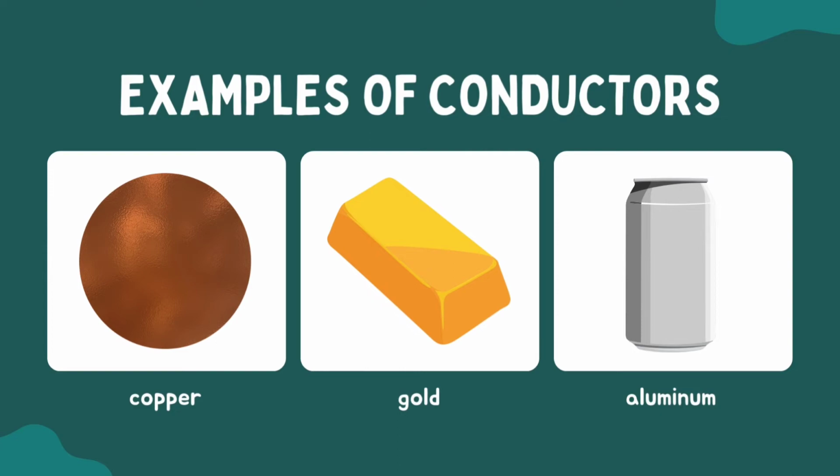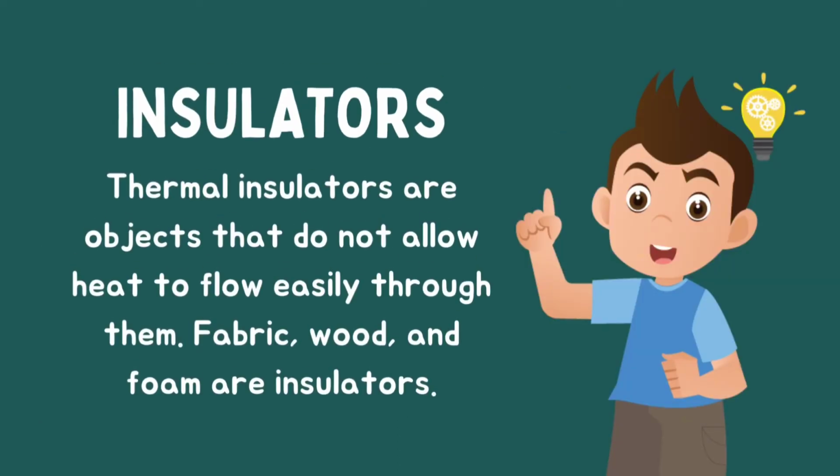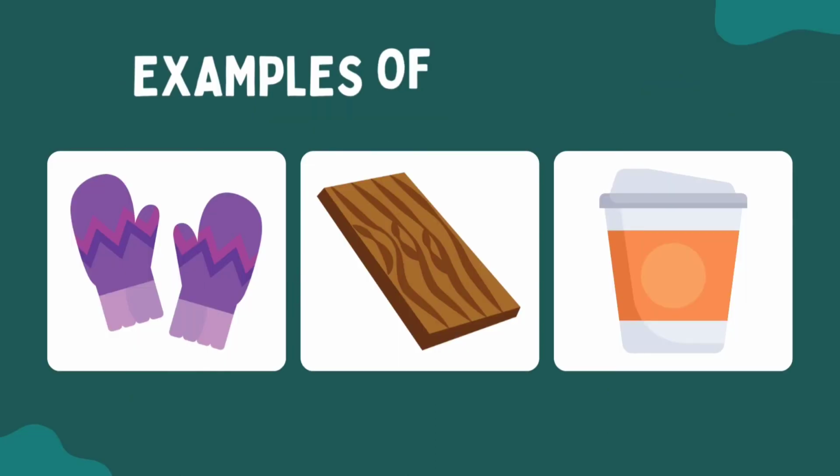On the other hand, insulators are objects that do not allow heat to flow easily through them. Fabric, wood, and foam are examples of insulators.